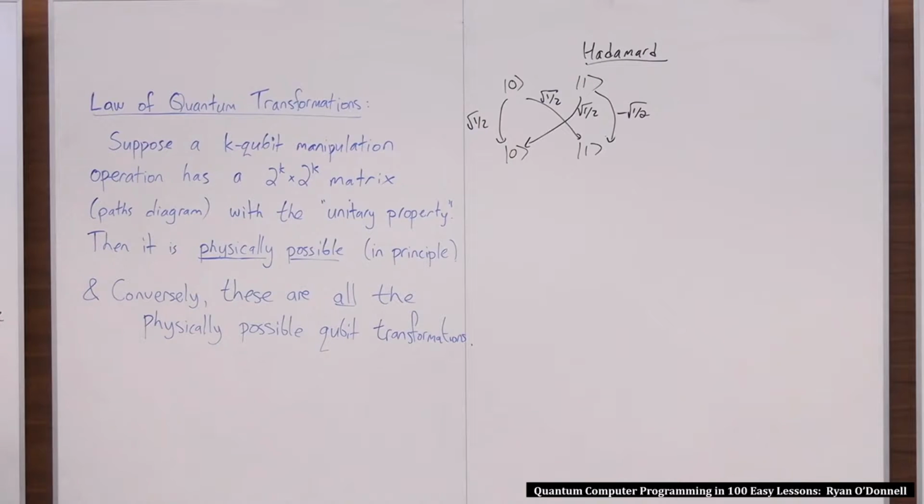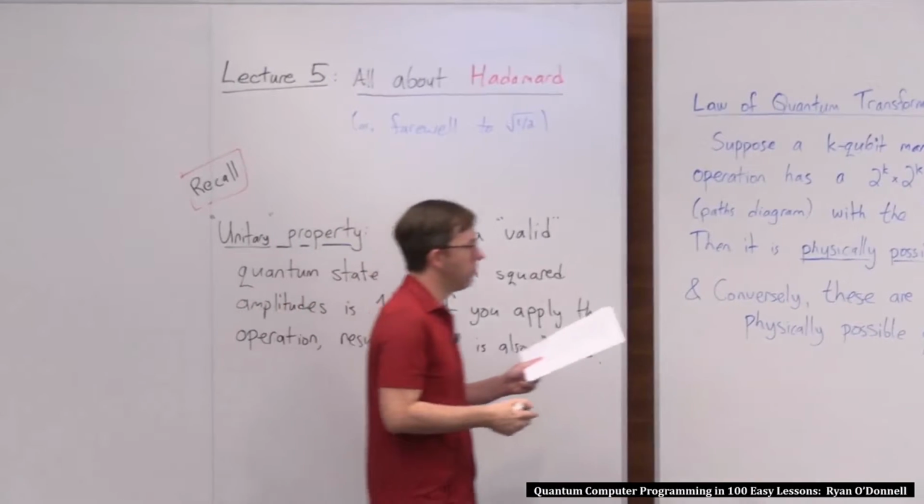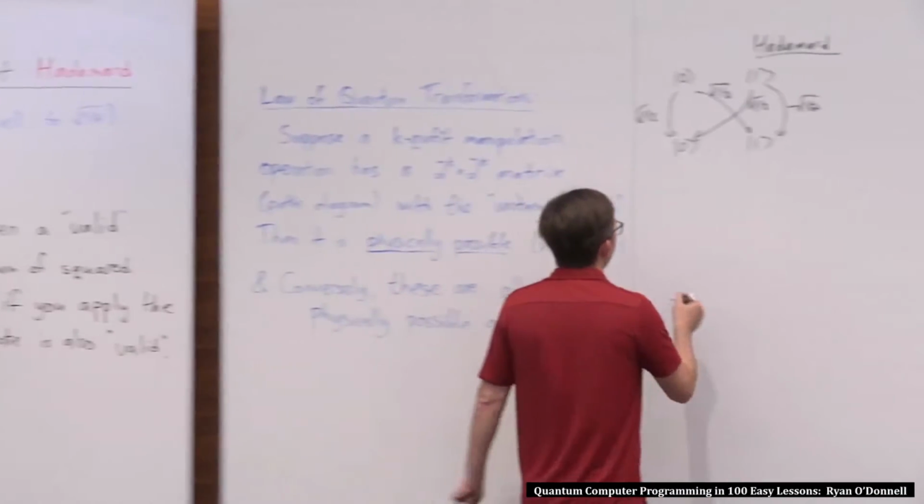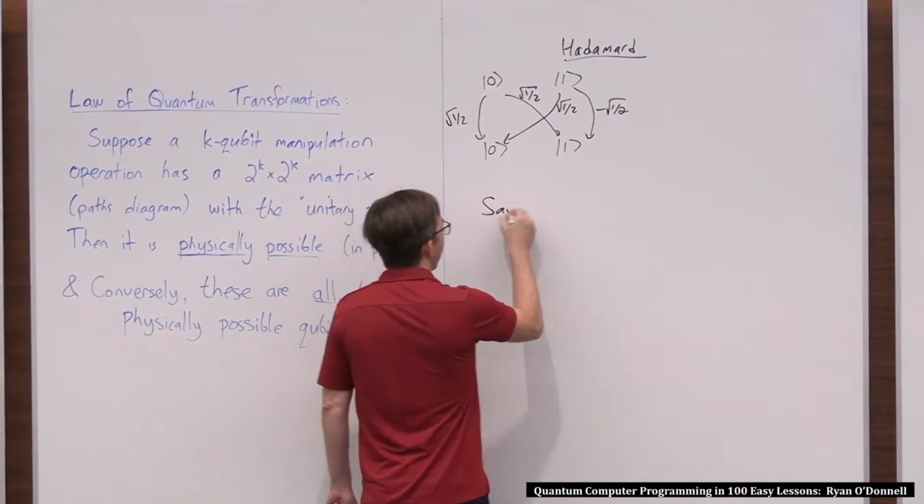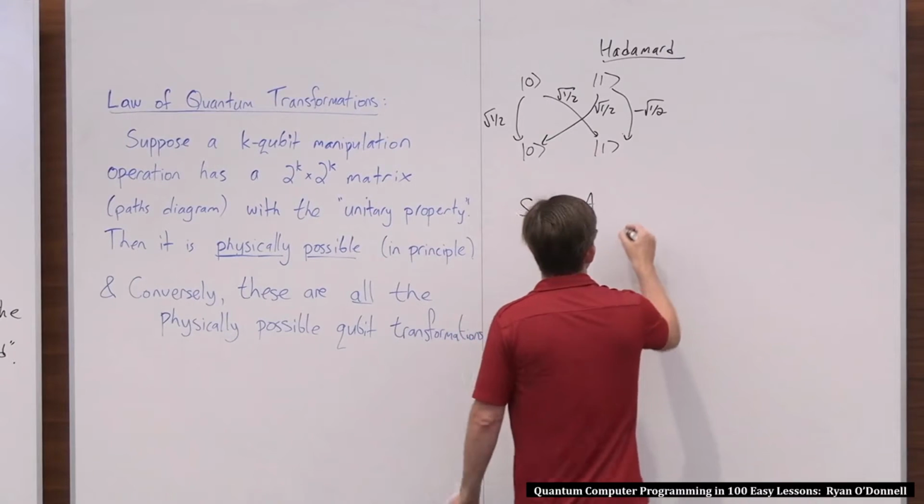Okay, so we want to check that you have this unitary property. So we'll just do the obvious check. So let's say you have one qubit A, and it's in this state.